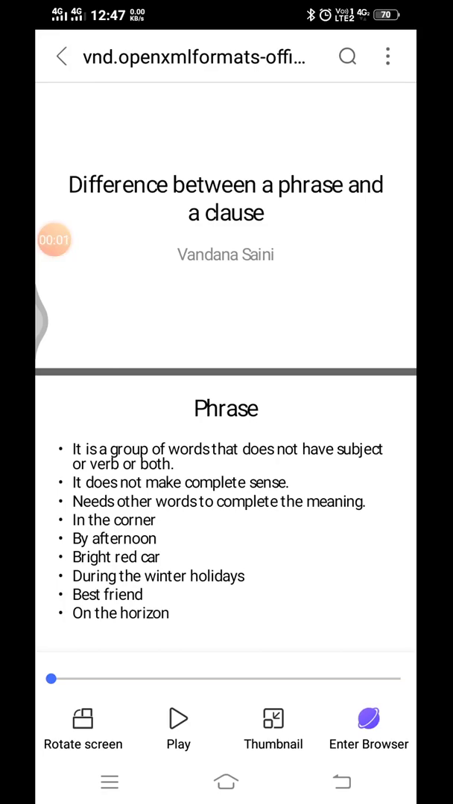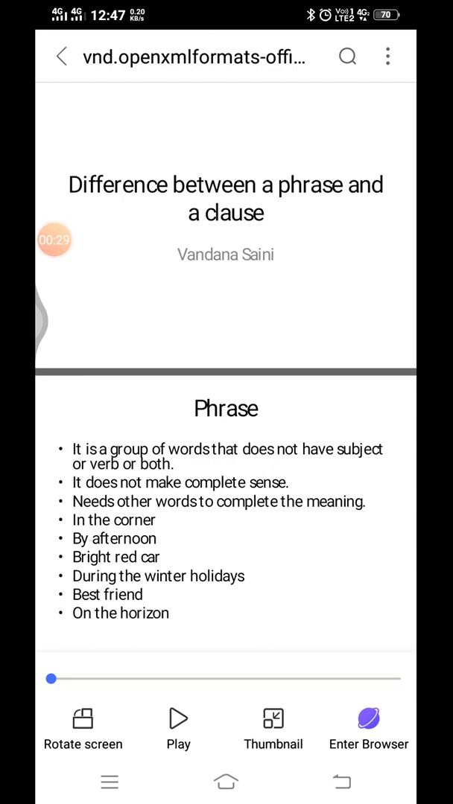Hello friends, today I'm going to discuss the difference between a phrase and a clause. A phrase is a group of words that does not have a subject or a verb, or it doesn't have both. So it does not make complete sense in itself. It needs some other words to complete its meaning.